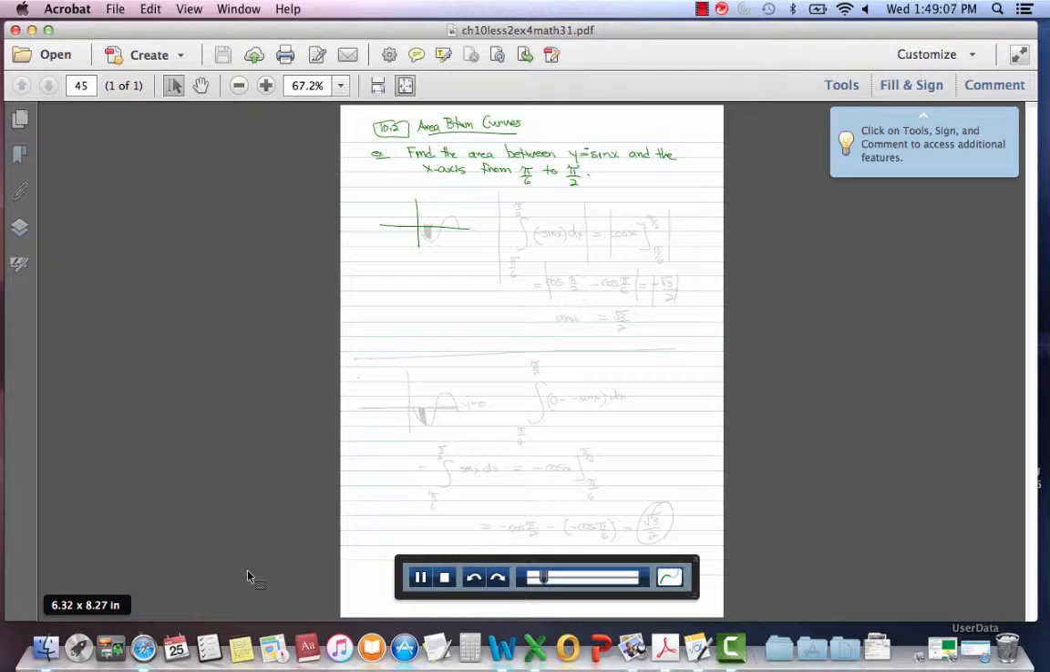Hopefully we can draw what y equals negative sine x looks like. From pi over 6 to pi over 2 is something roughly like that. So we're looking at this piece of area.